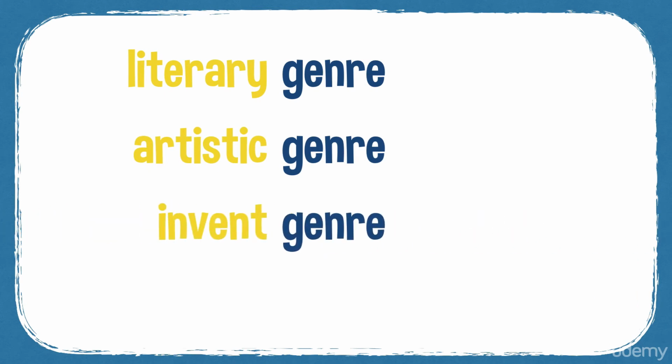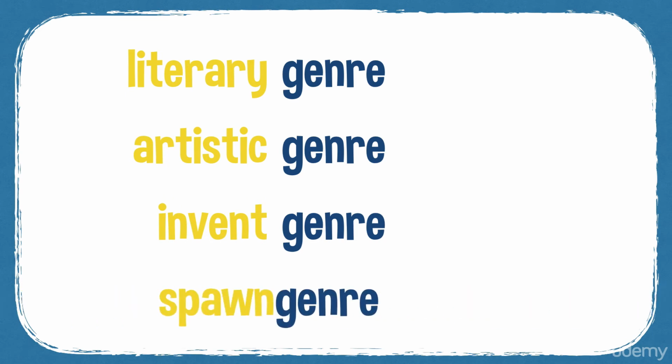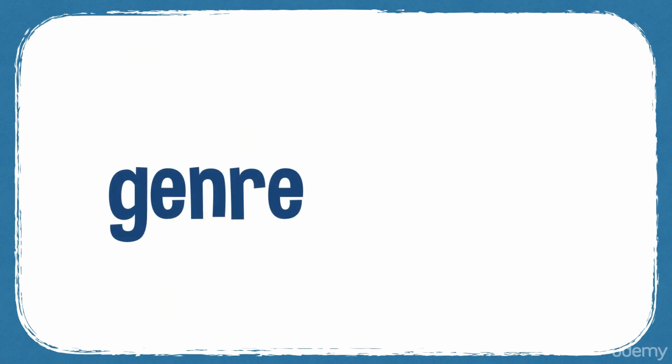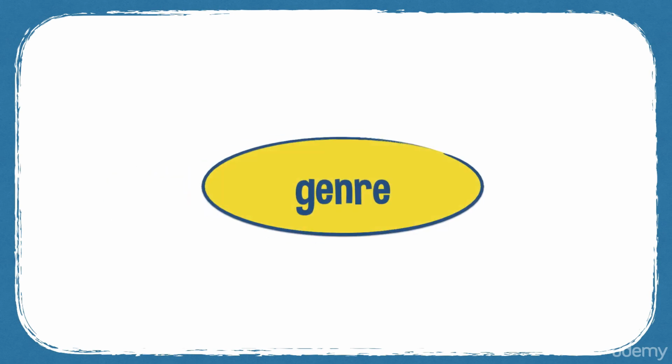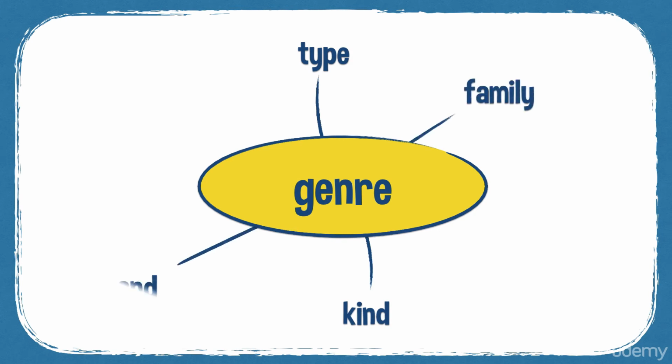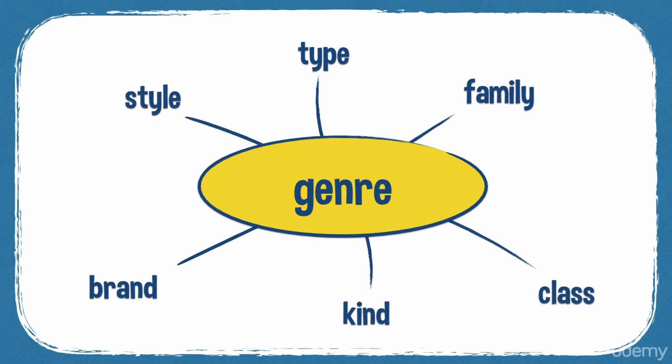You can have a literary genre, artistic genre. You can invent a genre if you're the first one to make it. If you come up with a genre, you invent it. If you spread a genre, you spawn it. You spawn a genre. That's another common collocation. So genre, it's a noun, of course, so you can have genres. And some synonyms for genre: type, kind, family, brand, style, and class.